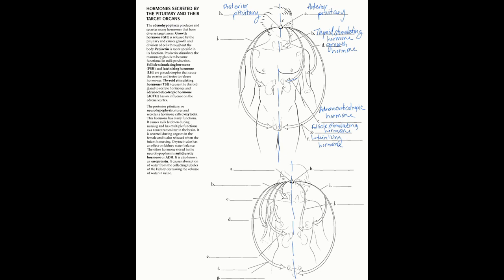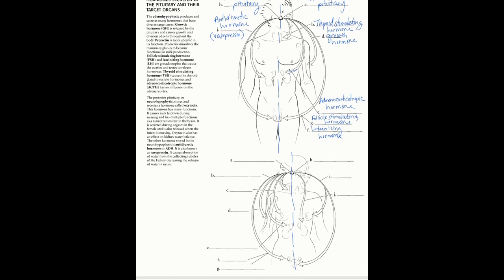And then regarding the posterior pituitary, we're going to have action on the kidneys via antidiuretic hormone. And then antidiuretics, there's quite a few different things that could act as antidiuretics. We're specifically talking about vasopressin. Okay. That covers a few examples for the male. Let's go ahead and look at the female.